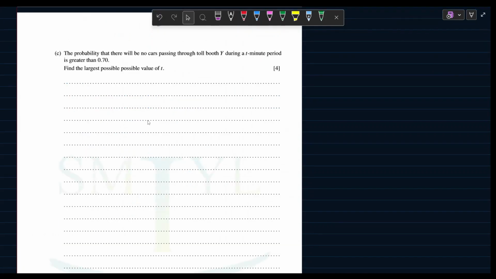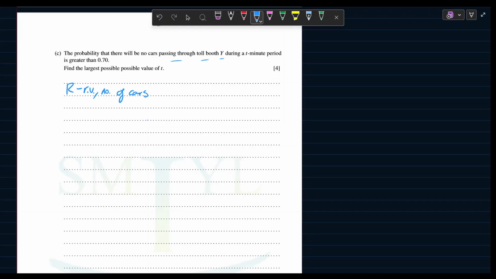Part C. The probability that there will be no cars passing through the toll booth Y during a t-minute period is greater than 0.70. Find the largest possible value of t. Okay, so let's start by defining our random variable. I'll call it R. Okay, this will be number of cars passing through toll booth Y.